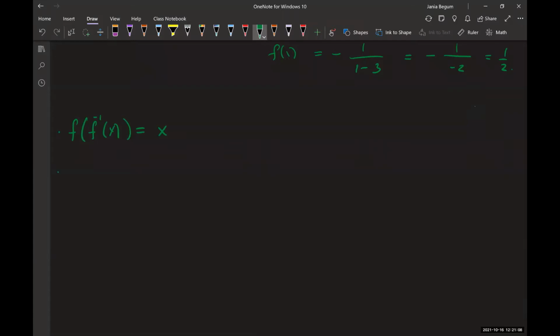F composed with its inverse of x gives you x. And the second one was the reverse of this. So that would be f inverse composed with f gives you x. If these two compositions hold, then we know these two functions, f and this function that we're calling inverse, are indeed inverses of each other. Now, often, if you want to show two functions are inverses of each other, you do composition in both directions. Do you have a specific question you want to show this property on?